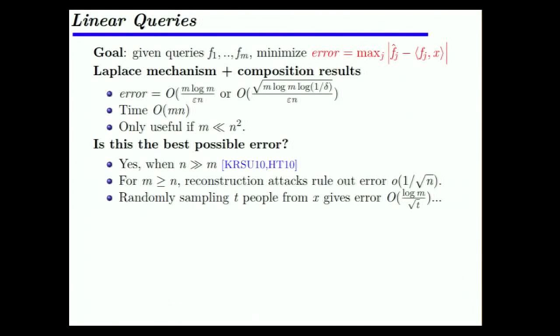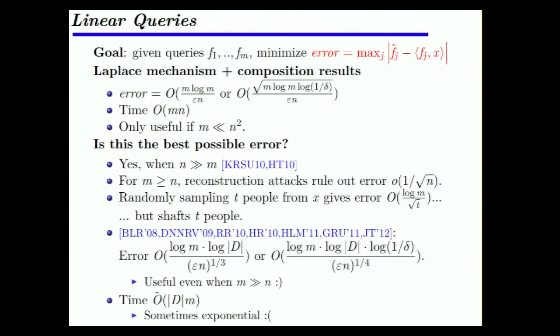Because those reconstruction attacks we talked about earlier only rule out a certain amount of error. They rule out error 1 over square root of n, but they don't rule out all possible error. And in fact, if I just randomly sample people from the population and publish that, then I'll give you something that allows you to estimate any linear query within about error square root of log m over square root of t. So if I were willing to publish a bunch of people's data raw, then I'd be fine. I'd get actually a pretty useful mechanism. Of course, I don't want to do that, because that means those people get completely screwed.